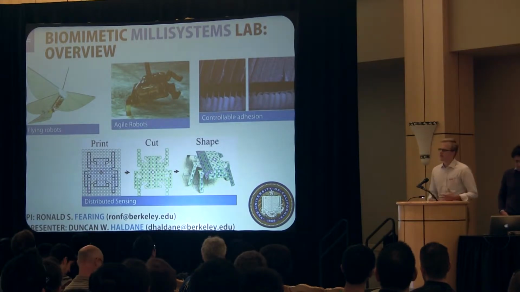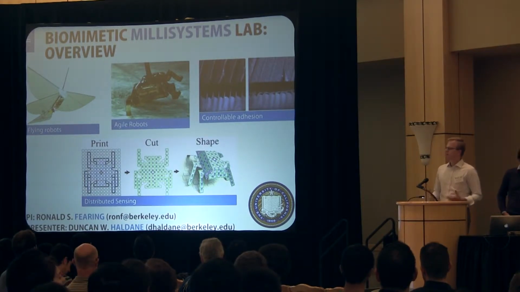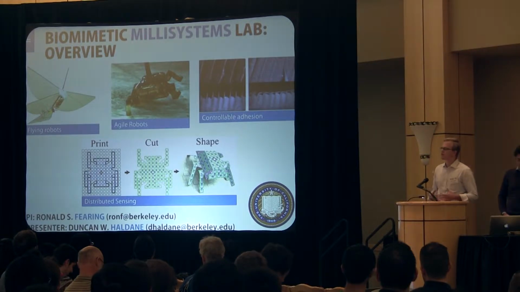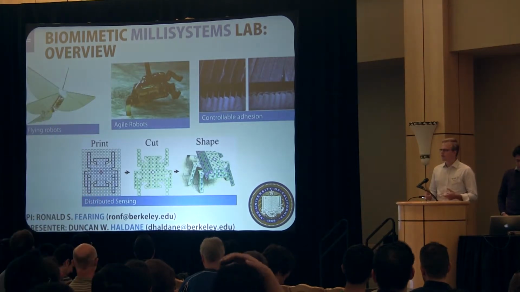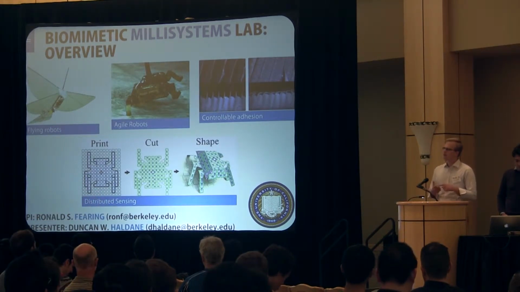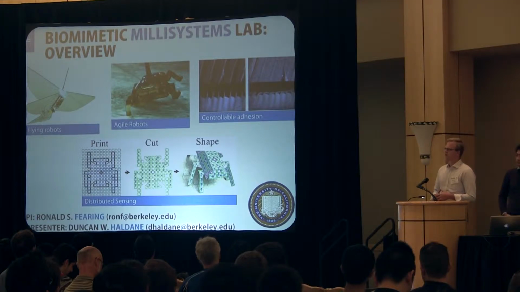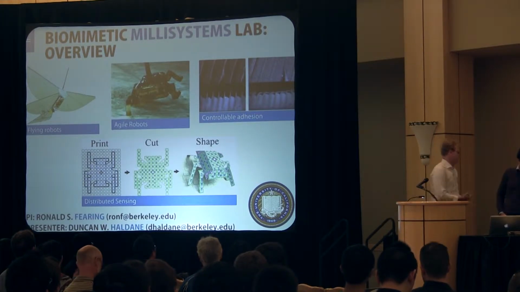Hello, I'm Duncan Haldane from UC Berkeley, and I work with Ron Fearing in the Biomimetic Millisystems lab. As opposed to a specific research project, we're here to give a lab overview, because we're doing a lot of stuff. A lot of it focuses on high-performing dynamic robotic platforms that are A, rapid to fabricate, and B, amenable to mass means of production. And we're also doing cool stuff with controllable adhesion as well as some distributed sensing for small-scale robotics. Thank you.